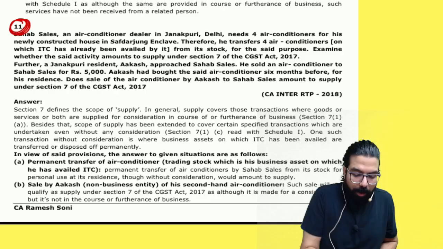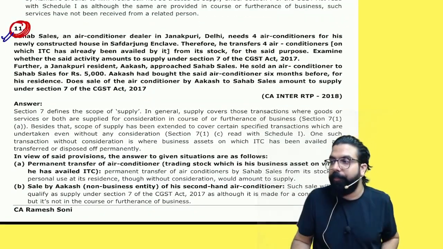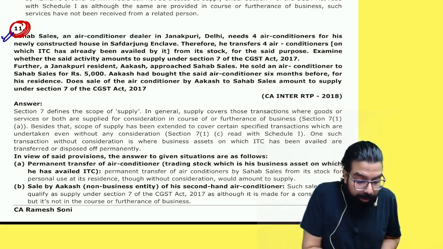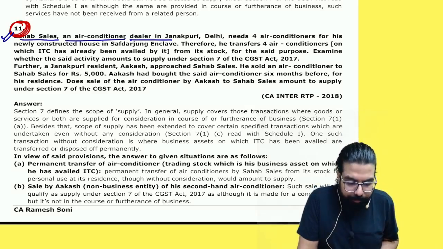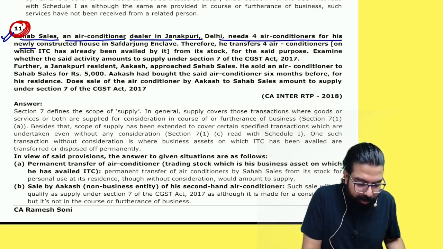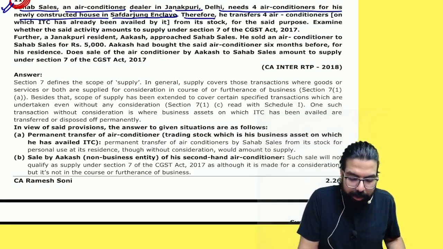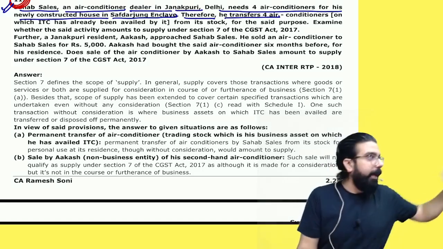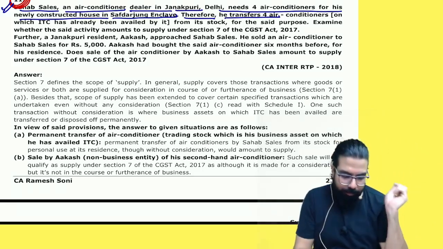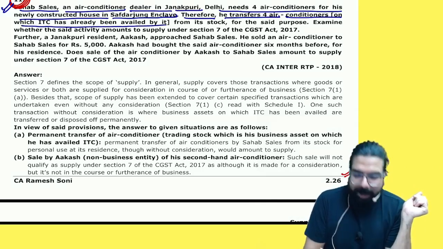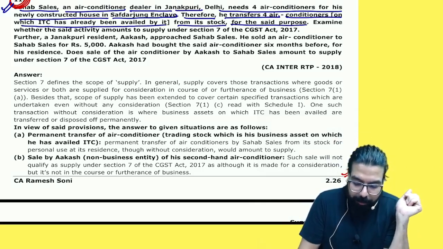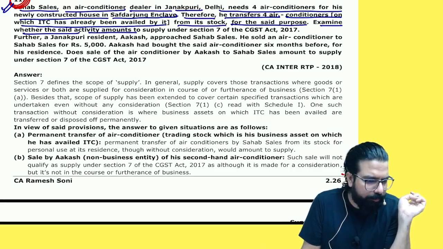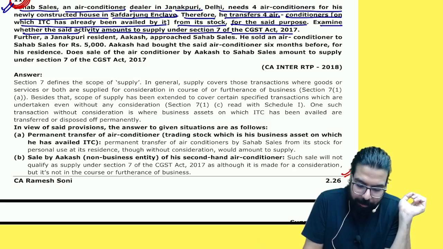Now, everyone listen. I told you some questions to do. Did you guys try the Sahab Sale question? Okay, what is the question telling? Did you understand the question? Chalo, tell me. Sahab Sale, an air conditioner dealer in Janakpuri, Delhi, needs 4 air conditioners for his newly constructed house in Sadarganj enclave. Therefore, he transfers 4 air conditioners on which ITC has been availed, from its stock for the said purpose. Examine whether the said activity amounts to supply under section number 7.